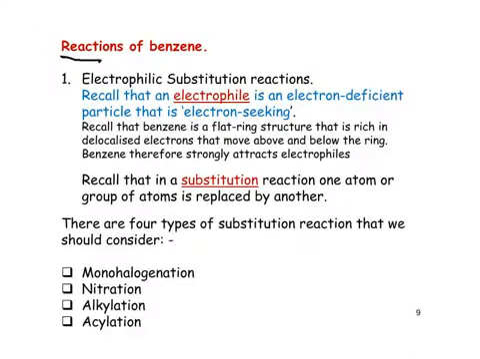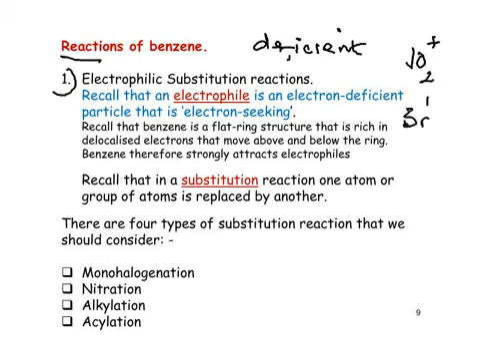Now the reactions of benzene, and this is the most important: electrophilic substitution reactions. What's an electrophile? Well, an electrophile is an electron deficient species. It will mostly be positive, so we'll come across electrophiles like the nitronium ion, NO2+, unusual electrophiles like the Br+, CH3+, plus being on the carbon.